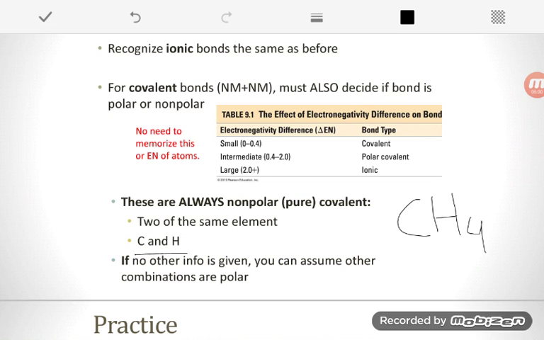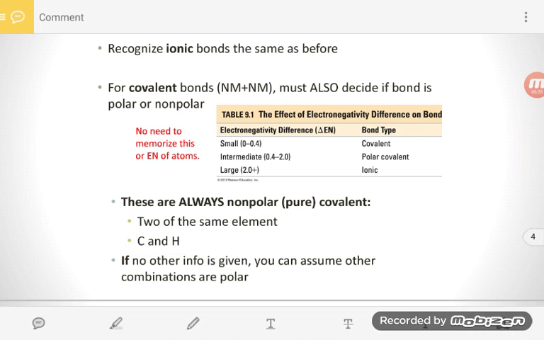And the only reason I ask us to remember this particular example is because it shows up a lot in organic chemistry and biology. It's a very important combination. So that's the reason I ask us to remember this particular one. If I don't give you any other information, you have two different nonmetal atoms, they're not carbon and hydrogen, you can just assume it's polar. Most of the time, you're going to be right, and we're not going to worry about those exceptions.